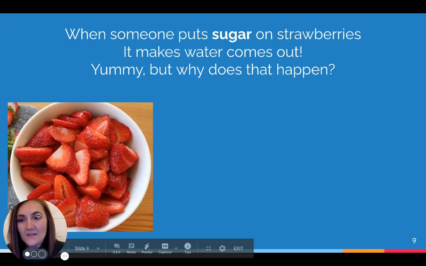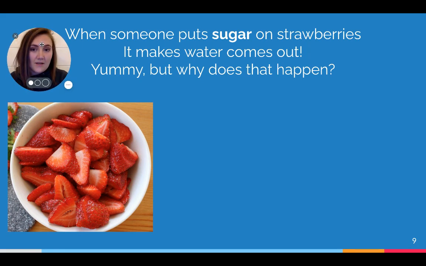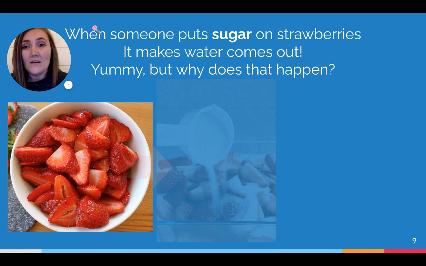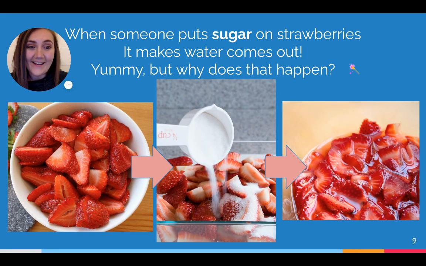All right, so we're using the example of when you have a bowl of strawberries and you place sugar on them, it makes the water come out. Super yummy, but why does that happen? So here is the reasoning why water suddenly appears in that bowl of strawberries. We're going to figure that out using the process of osmosis.